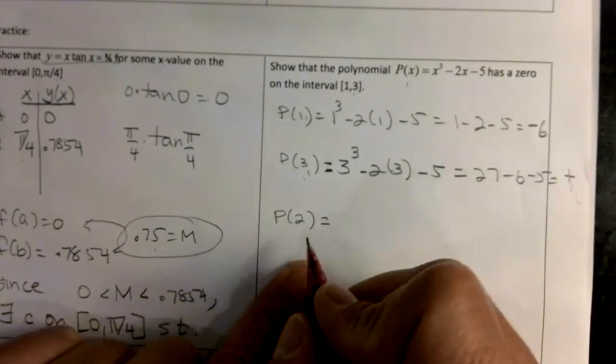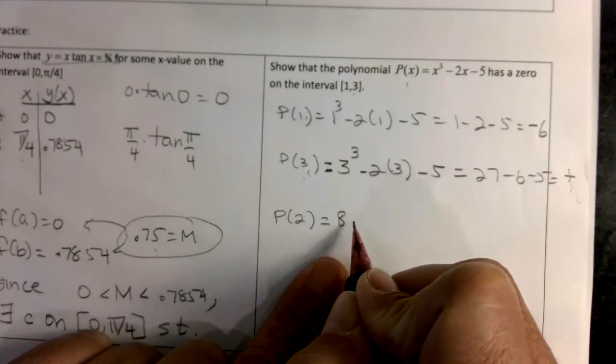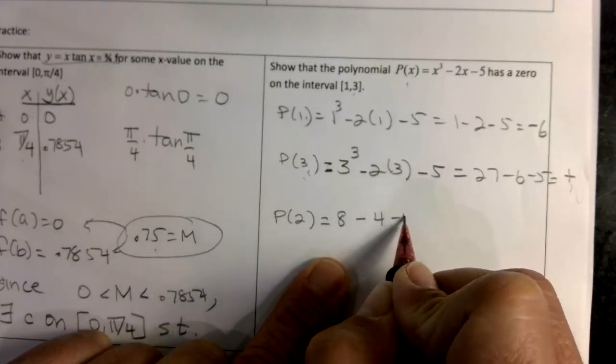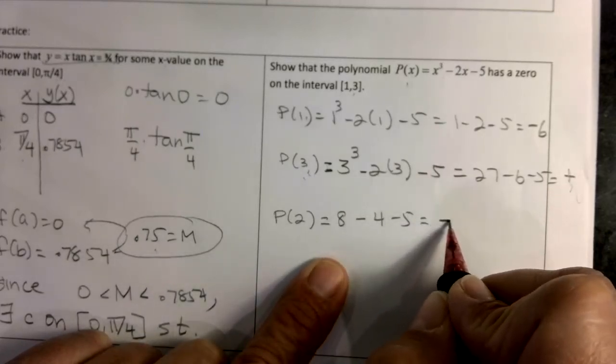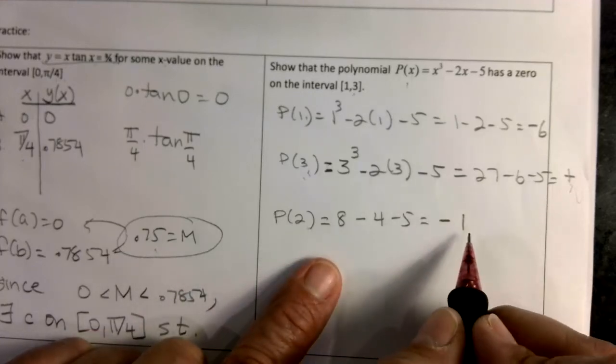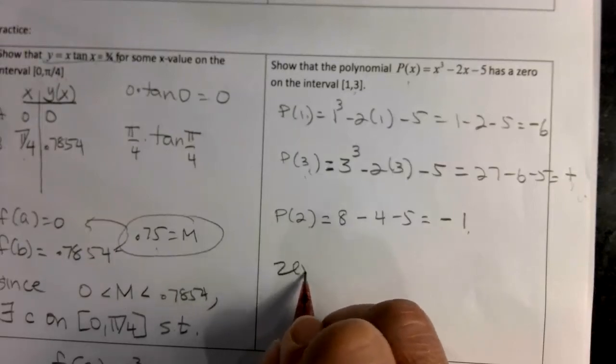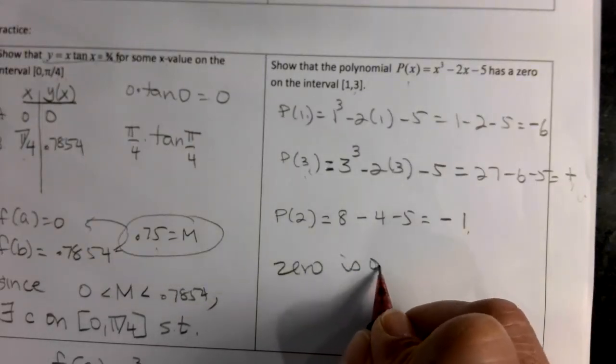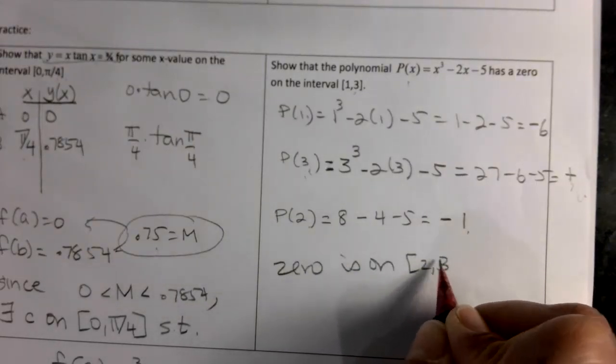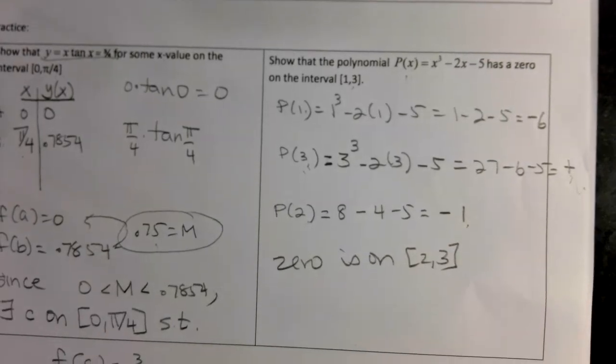Well, what is p of 2? What do I got? 8 minus 4 minus 5. That looks like negative 1. So p of 2 is still negative. p of 3 is positive. So I know that the 0 is on the interval between x equals 2 and x equals 3.